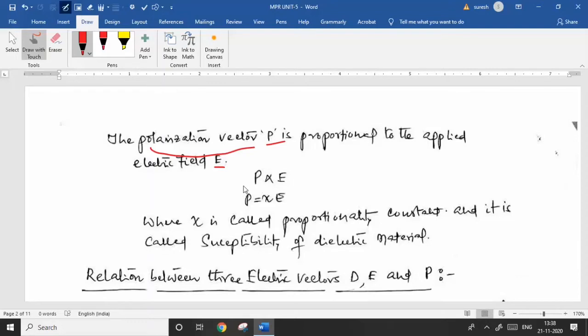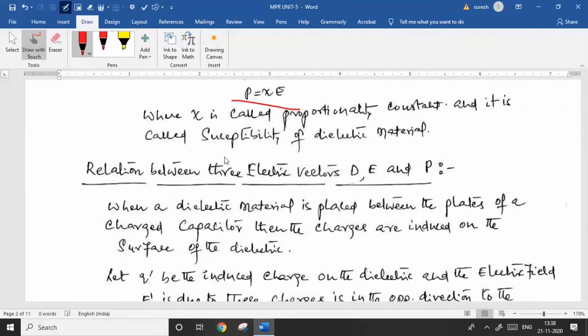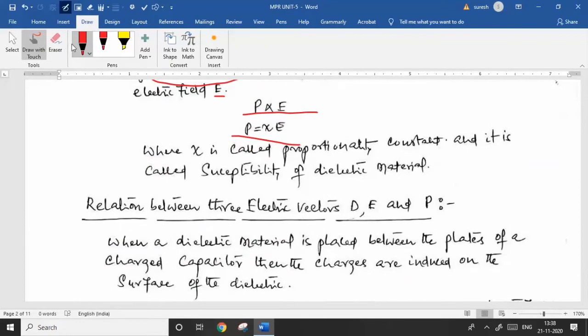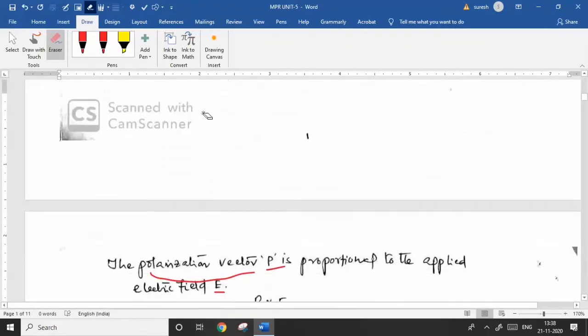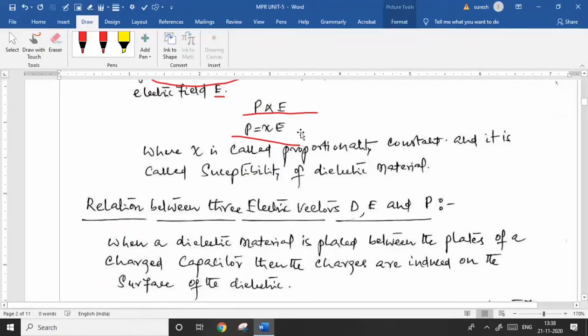If you look at the mathematical relation, P is directly proportional to E. To remove the proportionality, we put in a constant. So P is equal to Xi times E, where Xi is the proportionality constant, called the susceptibility of the dielectric material. Electric susceptibility Xi is the ratio of P to E. In the numerator is the polarization vector, and in the denominator is E, the intensity of electric field. Therefore, the susceptibility of a dielectric material is defined as the ratio of P to E.